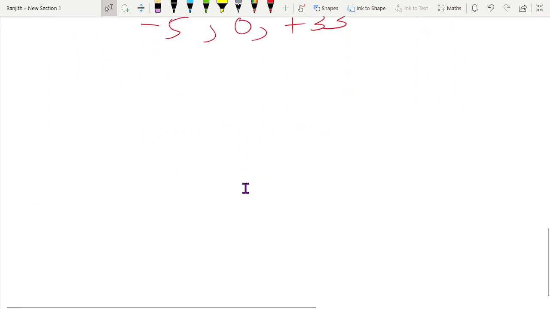Right, the next chapter is number lines. Don't worry, you'll have it including number lines. And before that, you'll have 15a and 15b.